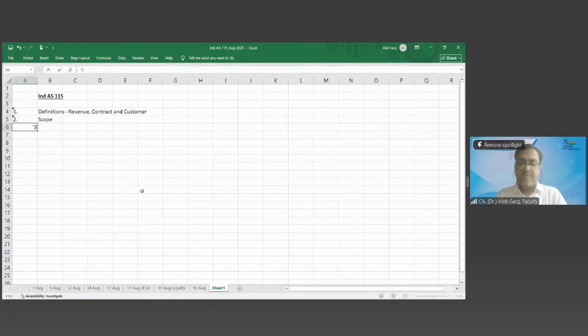Third, we discussed the 5-step model, and I gave you a helicopter view of the 5-step model. Then friends, we discussed the first step. Step 1: Identification of contract with the customer.